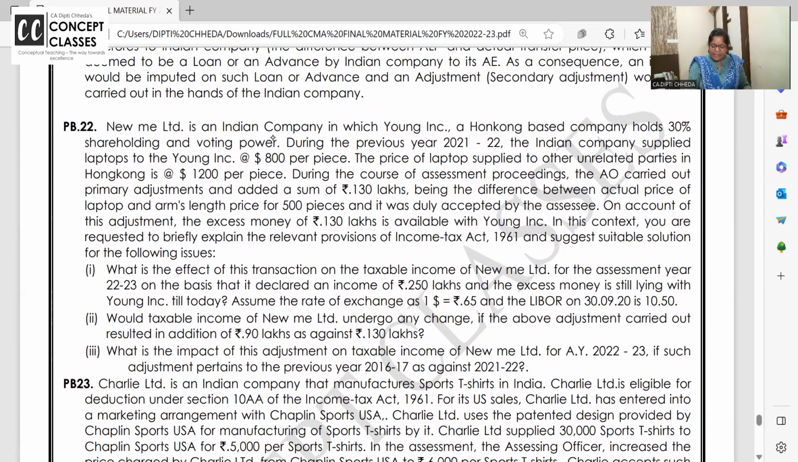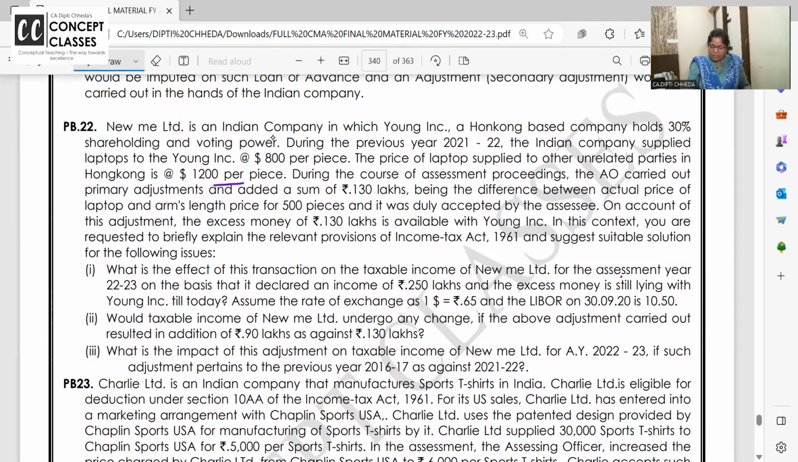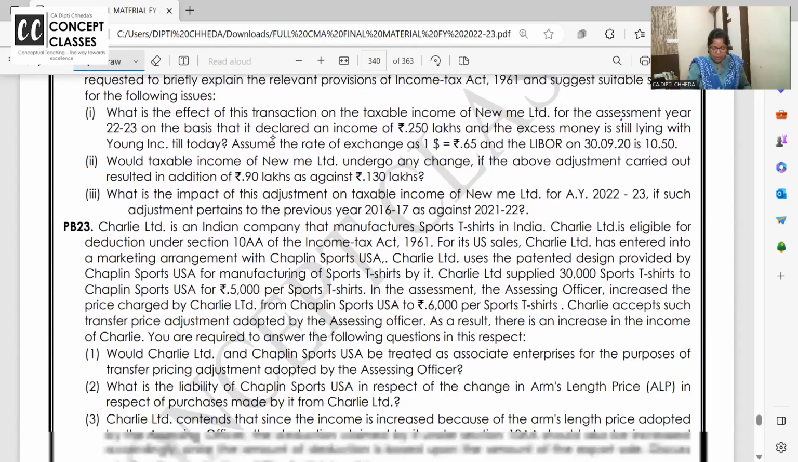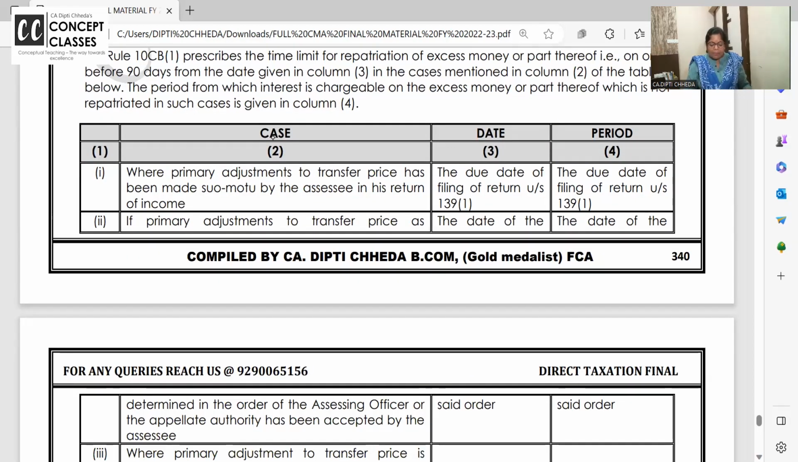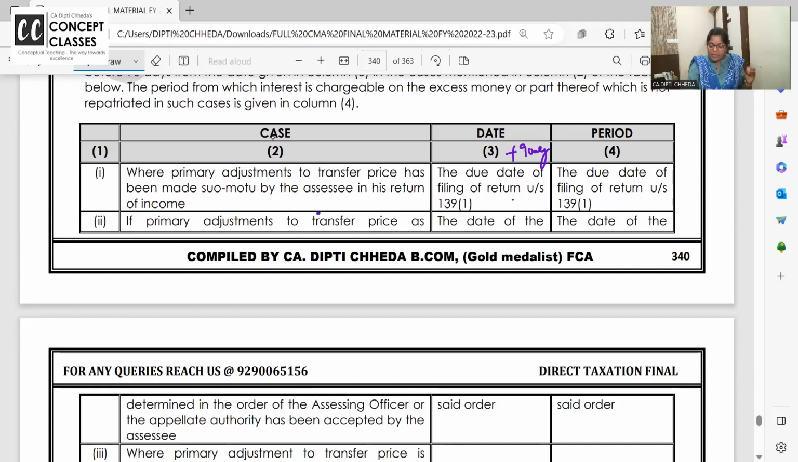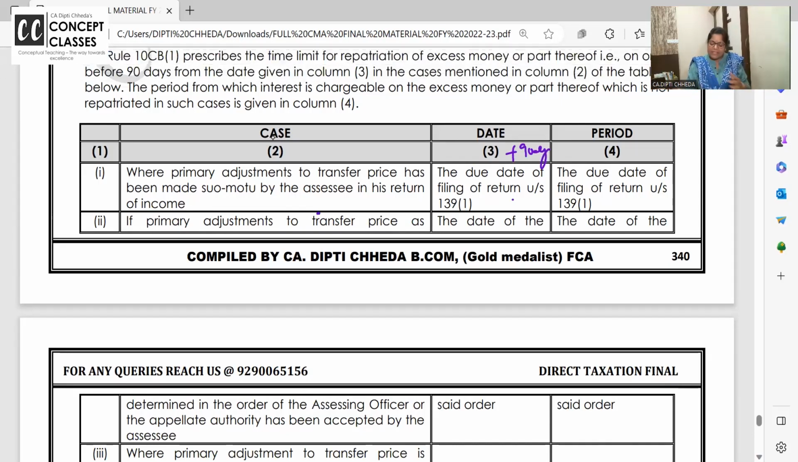See, very simple concepts they will ask. Indian company supplied at 800, whereas the price is 1200. So 400 is the difference. Now, should they bring it in India? If not, interest rate. One bit-by-bit question they will ask, which are very scoring. Okay. Primary adjustment, 90 days. So if primary adjustment is done suo moto, then from the due date of filing the return, this money should be brought in India. If not, interest will not start from the 91st day. It will start from the due date only.